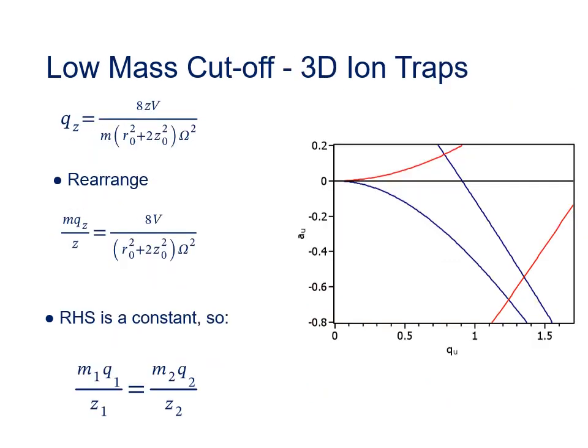3D ion traps also show the same low mass cutoff effect that linear ion traps do. And of course, remember, 3D ion traps need to use their own Matthew equations and they have their own stability diagram. But conveniently, the top end of their stability diagram still crosses the Q-axis at 0.908. And if you rearrange the 3D ion trap Q equation, you end up with the same ratio relationship as you did for the 2D ion traps. So you can calculate the low mass cutoff for 3D ion traps in exactly the same way as you do for 2D ion traps.